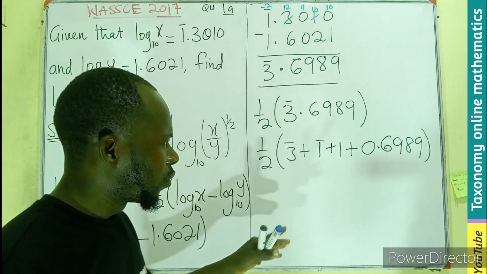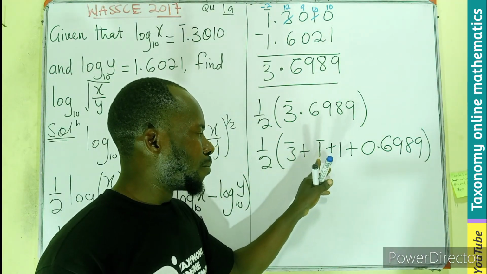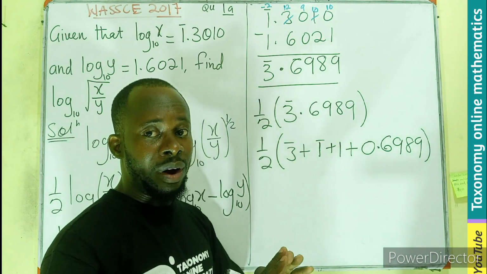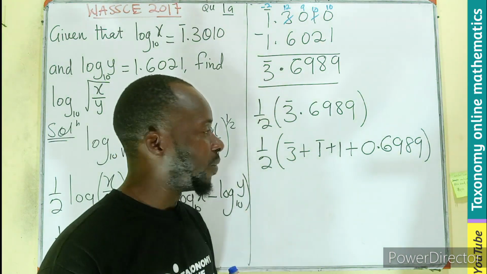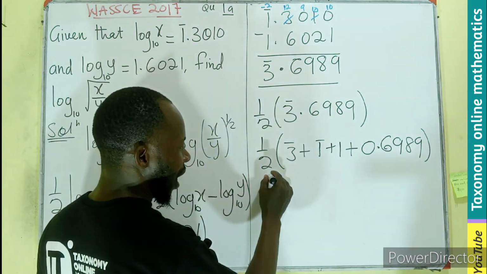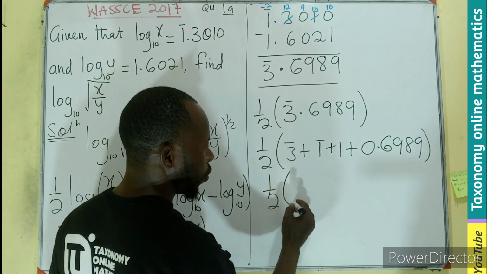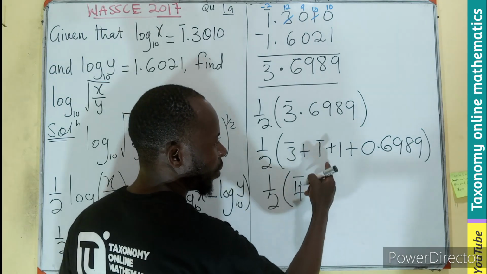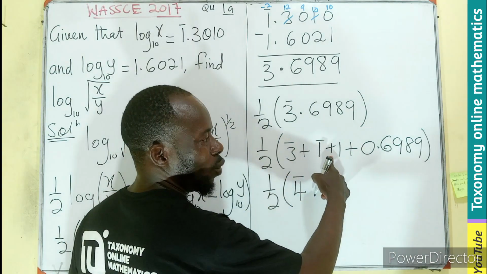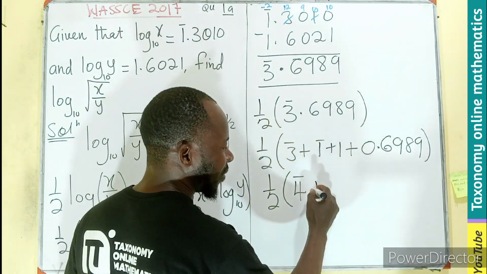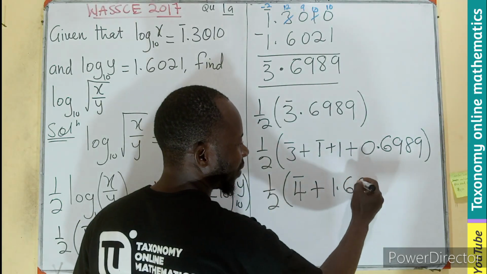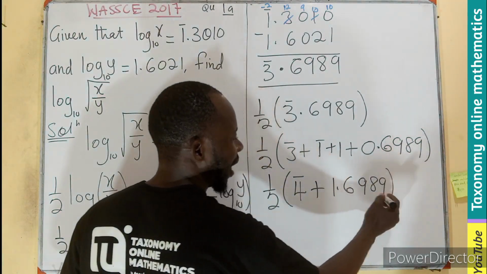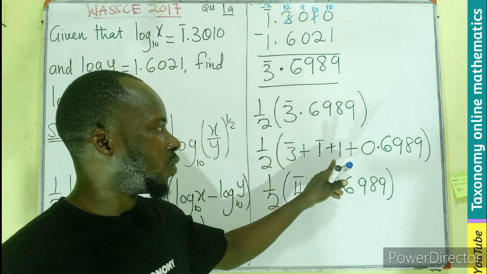0.6989. So you can see in this case that negative 1 and 1 is already 0. So we have not added any foreign material. So we are going to have 1 over 2 by negative 1 plus 3 give us what? By 4. Then this 1 will now add to the 0 to give us plus 1.6989.